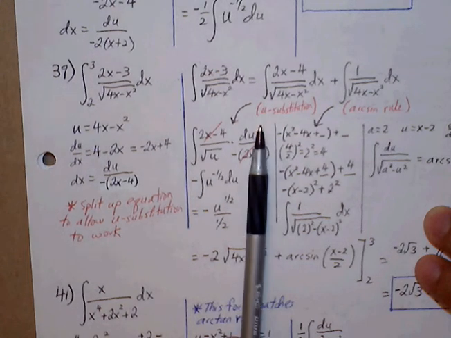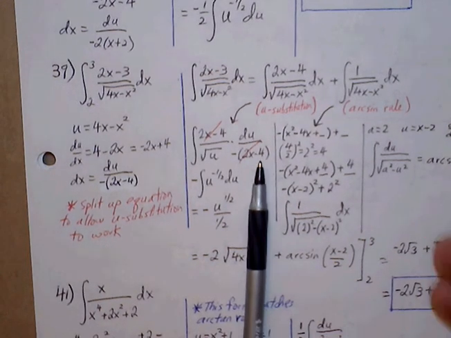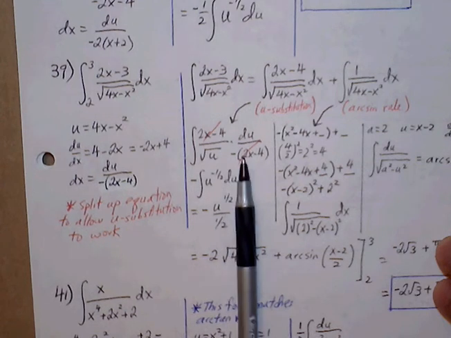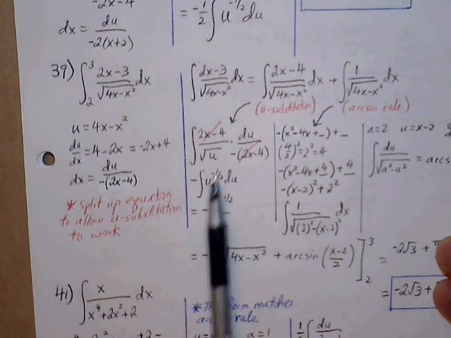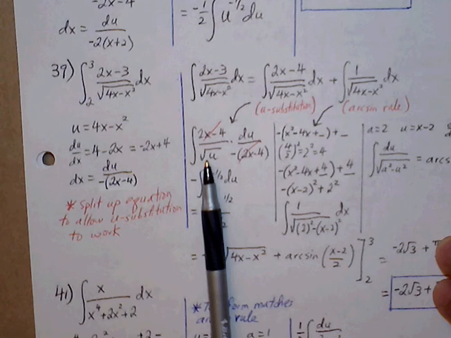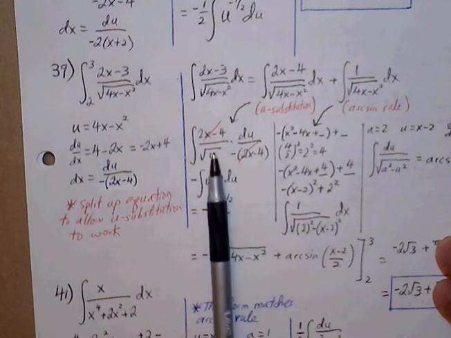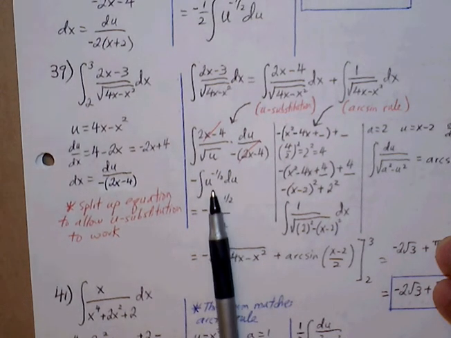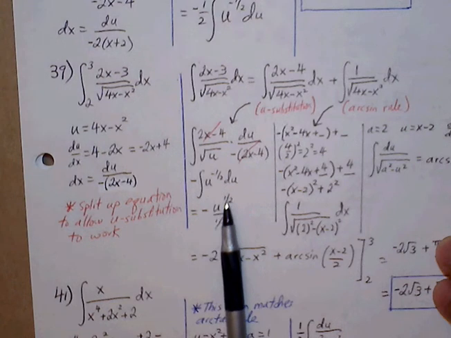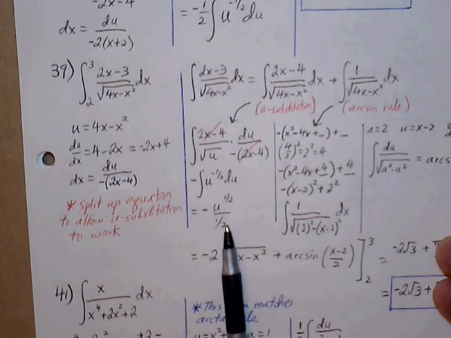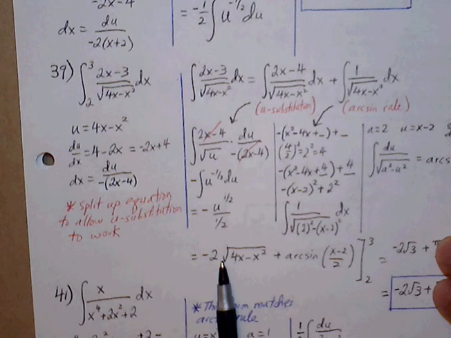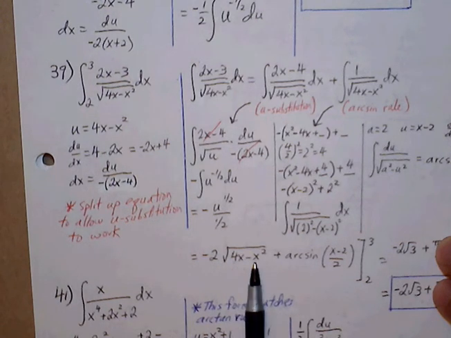dx gets replaced with du over negative parentheses 2x minus 4. The 2x minus 4 cancels out. The negative 1 comes in front. Square root of u, this is a power rule. Make this u to the 1/2, bring it up to the top, make it u to the negative 1/2. We go through power rule, so negative u to the 1/2 over 1/2, which is negative 2 u to the 1/2. And then our u value gets replaced back in terms of x.